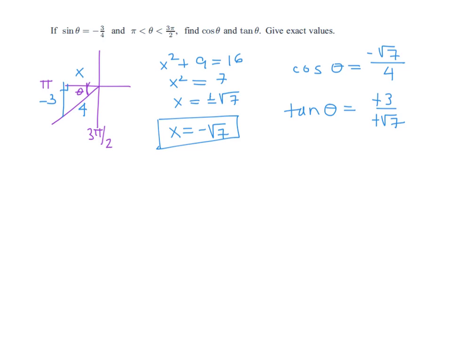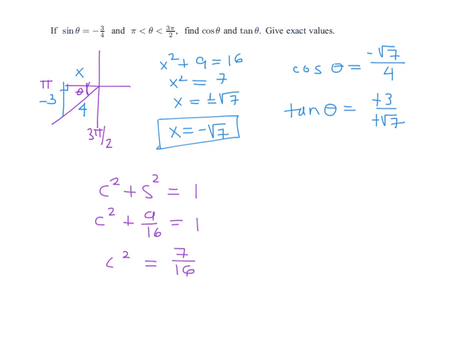If we were to use the second method, we would say cosine squared plus sine squared is equal to 1. We're given sine of theta, so we have negative 3 over 4 squared, which makes it positive 9 over 16. So cosine squared plus 9 over 16 is equal to 1. Subtracting 9 over 16 on both sides, we get cosine squared equals 7 over 16.